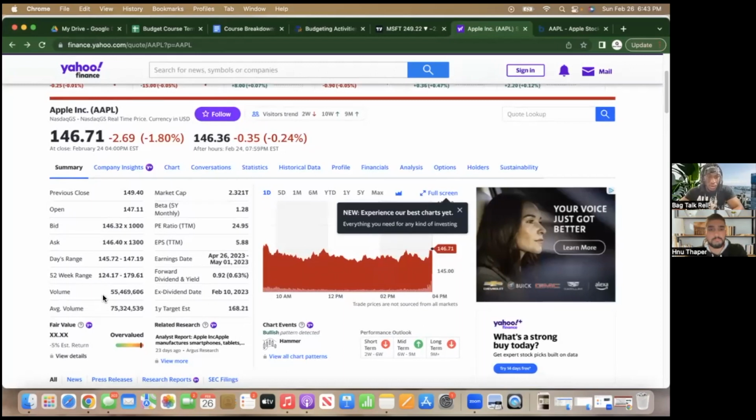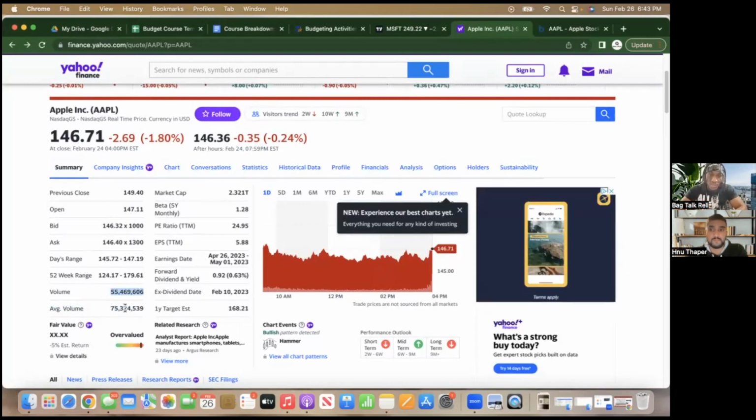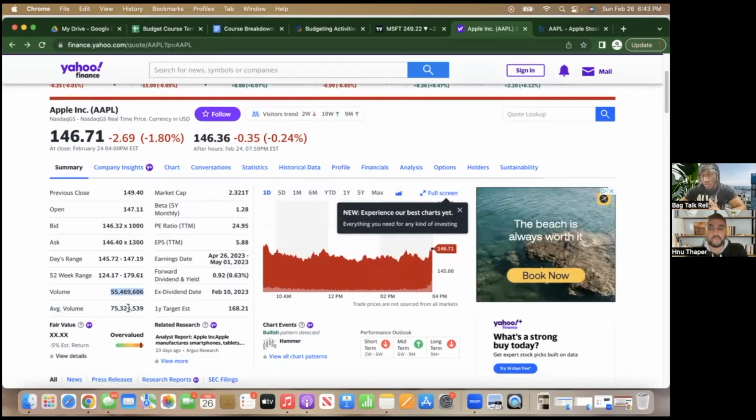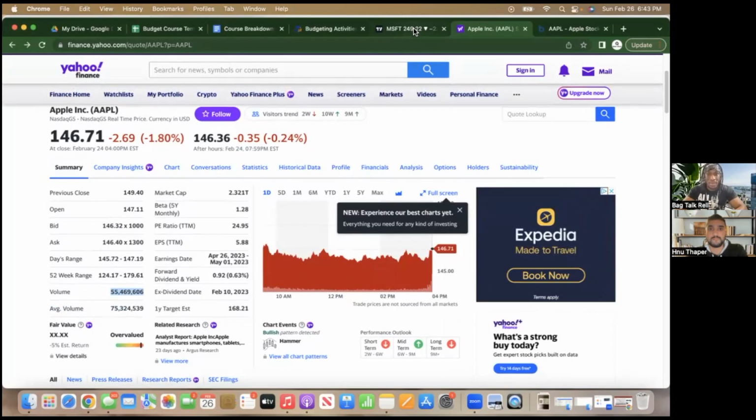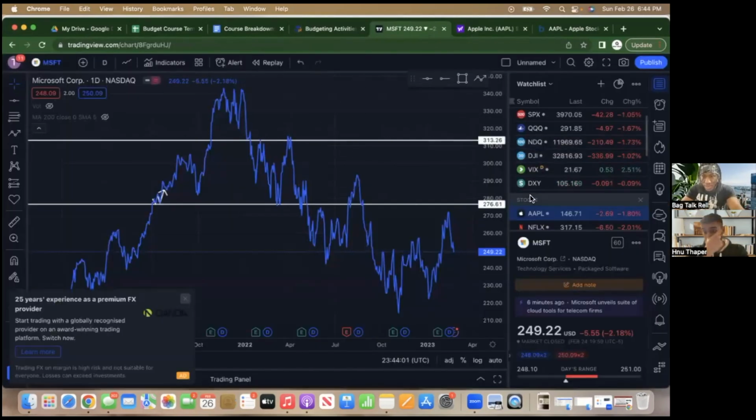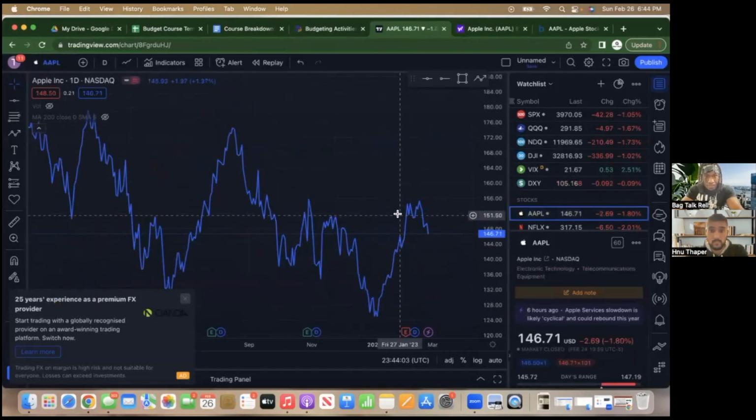So for Apple, for example, on Friday there were 55 million shares of Apple traded throughout the day. But when you look at the average volume, usually there's about 75 million traded per day. So when you see something like that, like, man, the volume is low today, usually that means there's not really going to be a direction picked on that stock. And so we're talking about Friday, right?